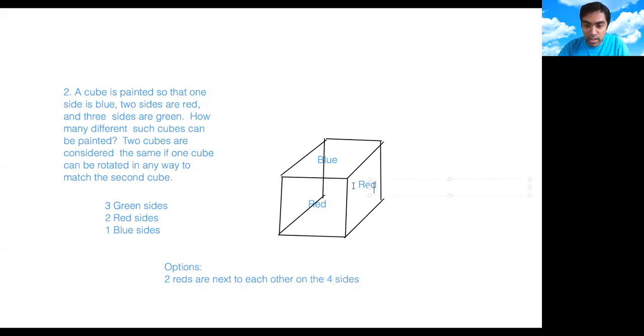Now another one is these 2 reds, instead of being next to each other, they could be across from each other. So this edge that's across from the red can also be red. Basically the main difference here is instead of having the two reds next to each other, now they're across from each other. So this is one option.